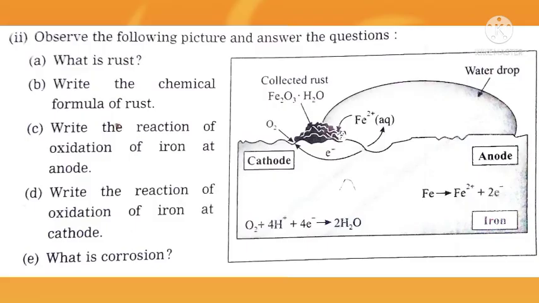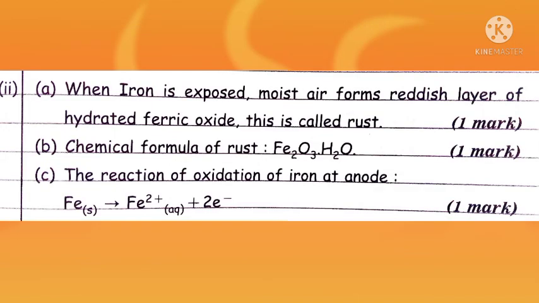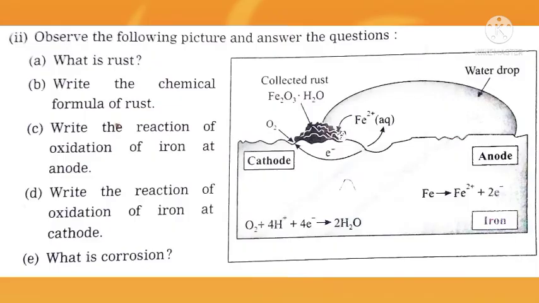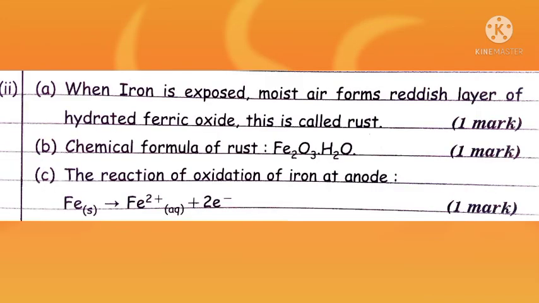Sub-question 2nd. Observe the following picture and answer the questions. A. What is rust? Answer: when iron is exposed to moist air, it forms a reddish layer of hydrated ferric oxide. This is called rust. Question B. Write the chemical formula of rust. Answer: chemical formula of rust is Fe2O3.H2O.